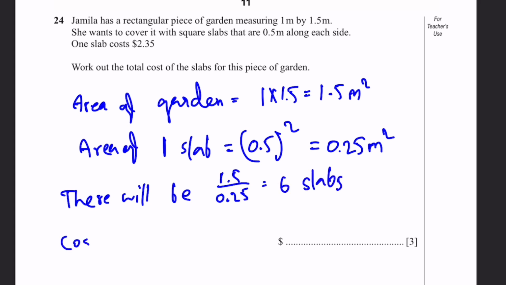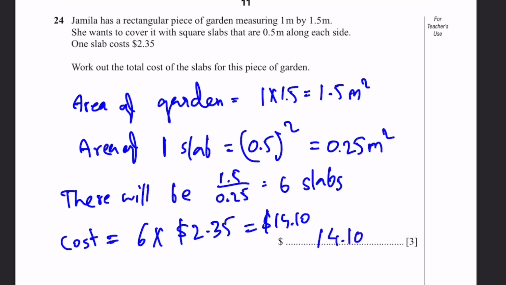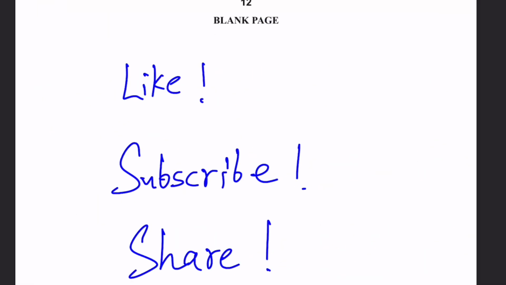And the cost will be, because one slab costs $2.35, 6 slabs will be 6 into $2.35. If you do it correctly, you'll actually get the answer as $14.10. That's the answer.